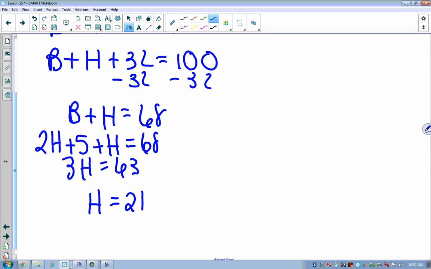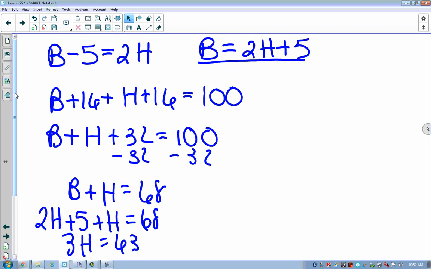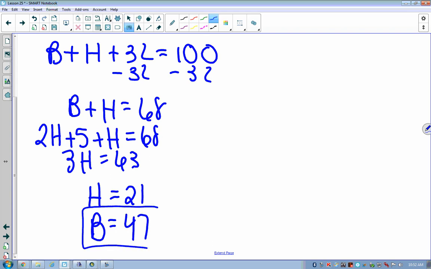So we need to find Ben's age, right? Yes. So all I need to do is go back up. What's 2 times 21? 42. What's 42 plus 5? 47. And the 47 is what I want.